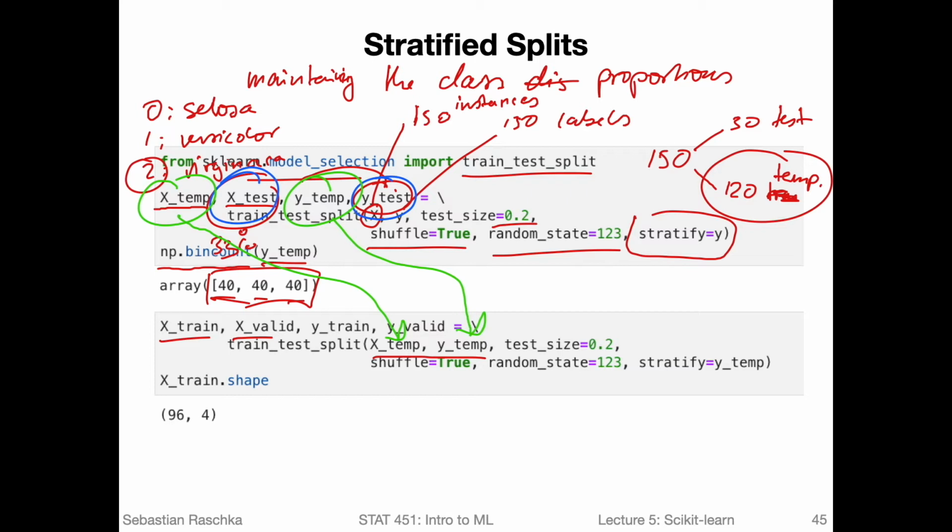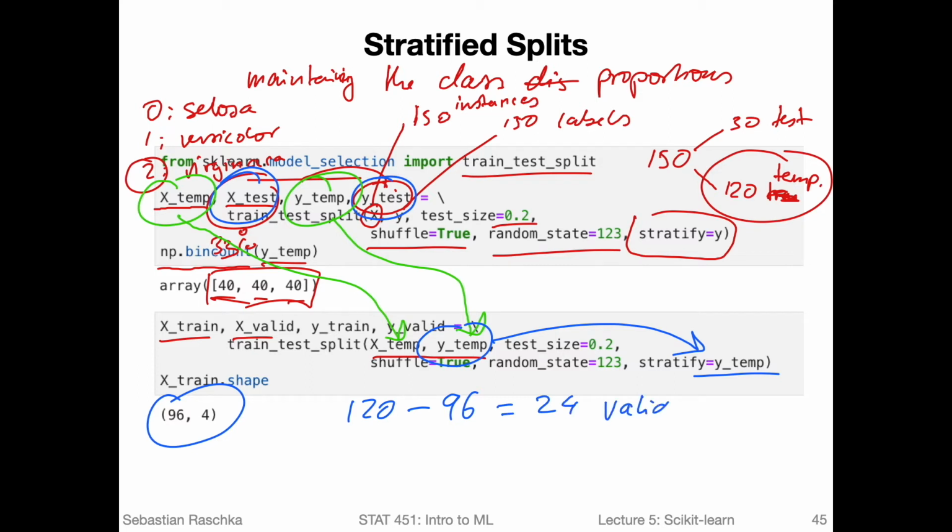So we usually use a validation set for model tuning, and then the test set only for the final evaluation. But we will talk more about that in the future when we talk about model evaluation in more detail. So as a result, now here I'm using ytemp, the class labels here again, for stratification, and then I will get 96 training examples. And if I have 96 training examples, 120 minus the 96, this would be 24. So I have 24 in my validation set, so 24 validation instances.